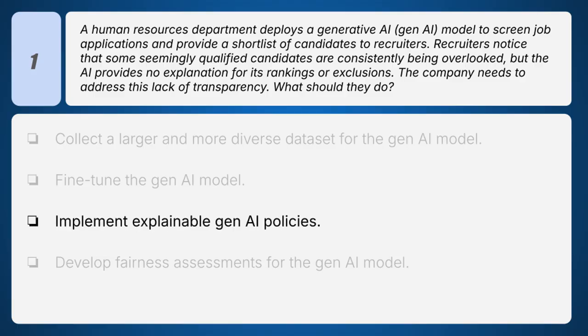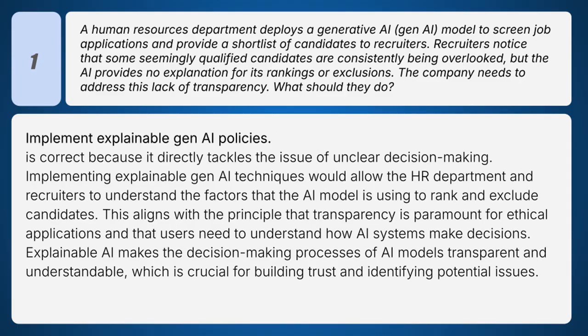Implement explainable Gen AI policies. Implement explainable Gen AI policies is correct because it directly tackles the issue of unclear decision-making. Implementing explainable Gen AI techniques would allow the HR department and recruiters to understand the factors that the AI model is using to rank and exclude candidates.